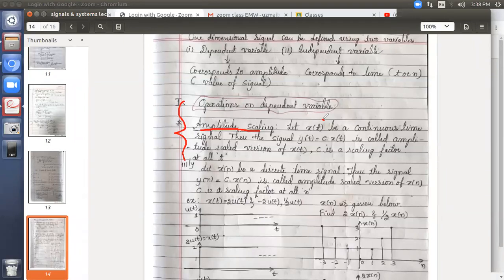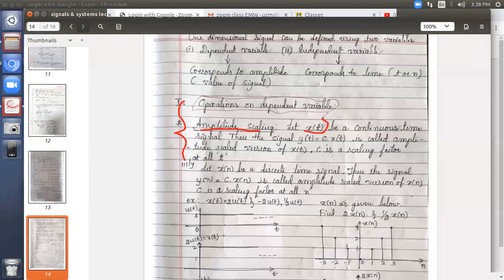Just like I said, even in elementary signals, these are the varieties classification for both continuous and discrete. That's why they were 6 plus 6, 12. So here also, when we are dealing with amplitude scaling, it is applicable to both continuous as well as discrete. So let us start with the first, continuous.